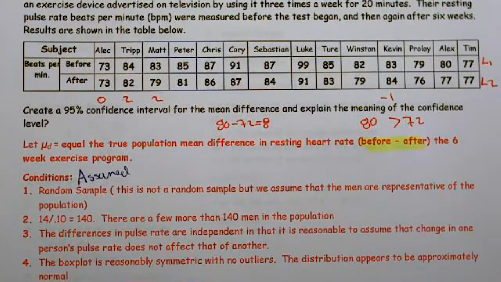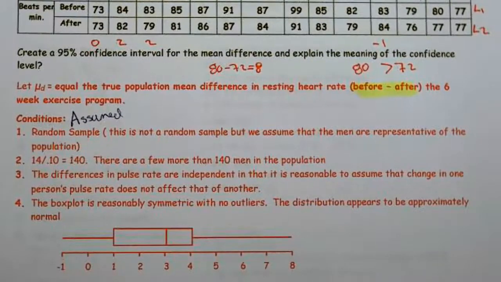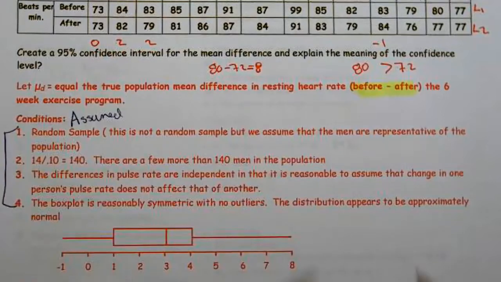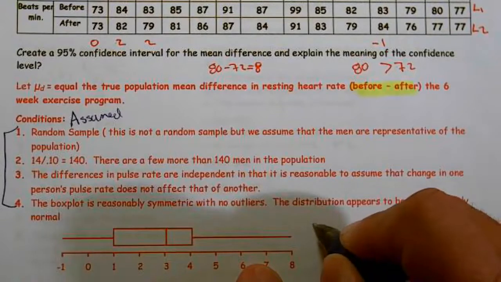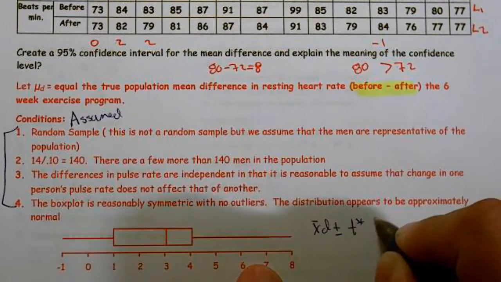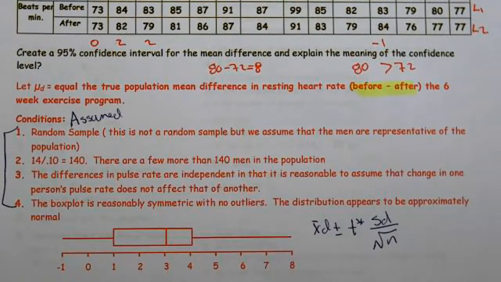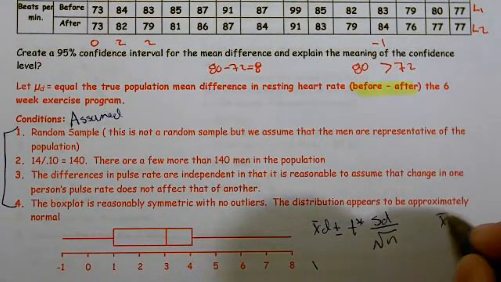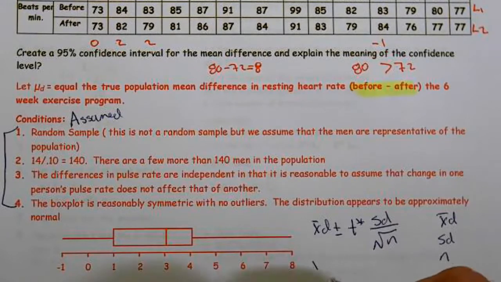The next thing we need to do is write out our equation. So these you can just write assume on. But when we write our equation, we have x bar d plus or minus t star SD divided by the square root of n. The bad thing is I don't have all that information. So I'm going to need to find x bar d, SD, and I need to find n. And then ultimately I'm going to have to go back and calculate t star.